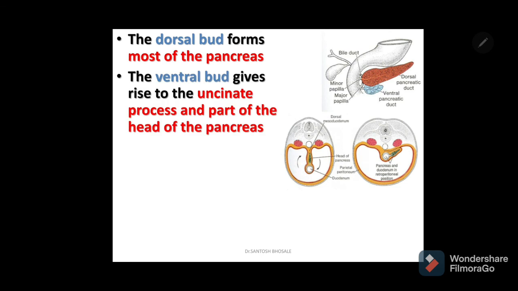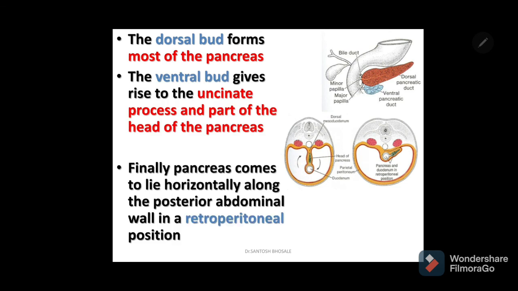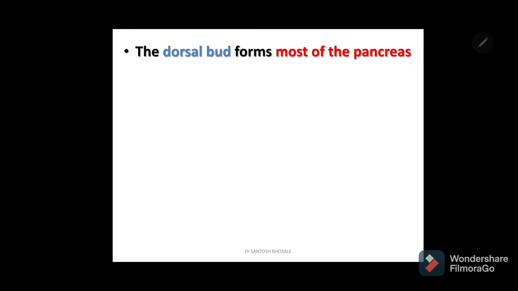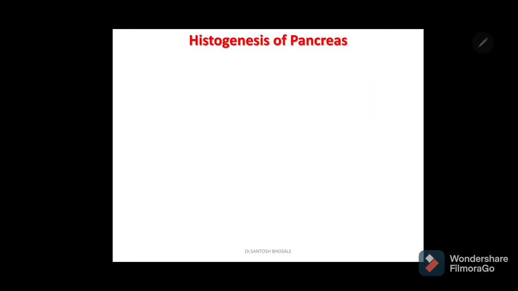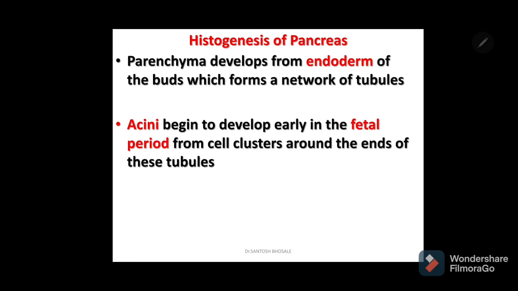You can see here, the dorsal bud forms most of the pancreas, the ventral bud gives rise to the uncinate process and lower part of the head of the pancreas, and the dorsal bud forms the upper part of the head, neck, body and tail of the pancreas. And just like the duodenum, the pancreas also becomes retroperitoneal due to zygosis. So you can see there.